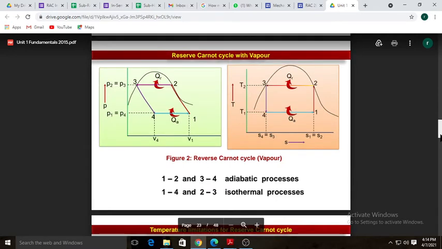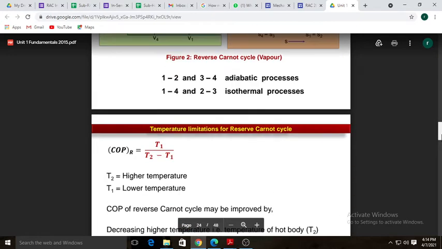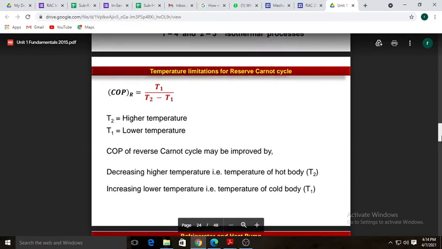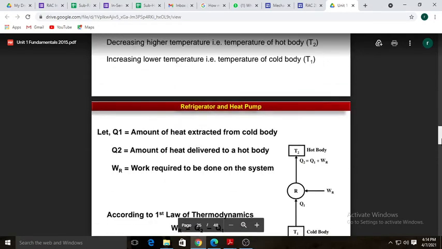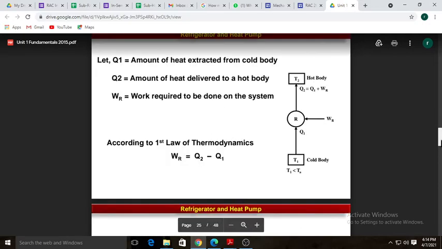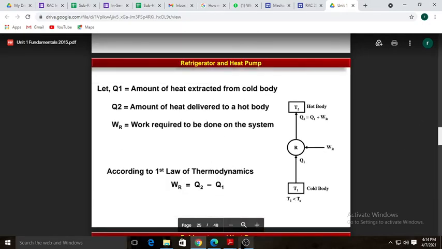Here the COP with reverse Carnot cycle with vapor has a slight change in the diagram, else the processes are the same for vapor and air. Here we are going to see the refrigerator and heat pumps.